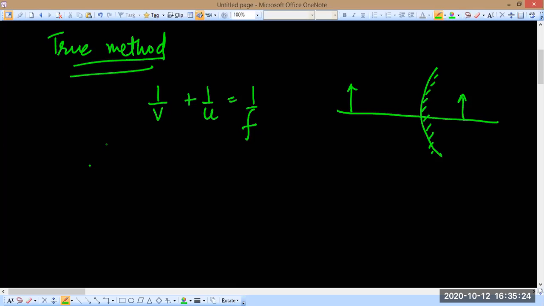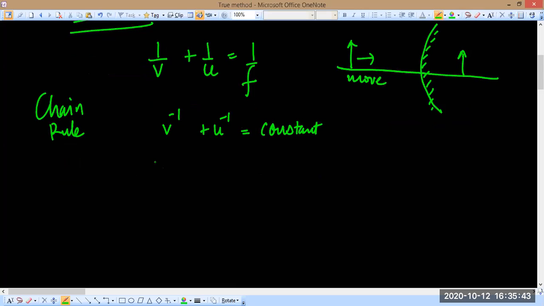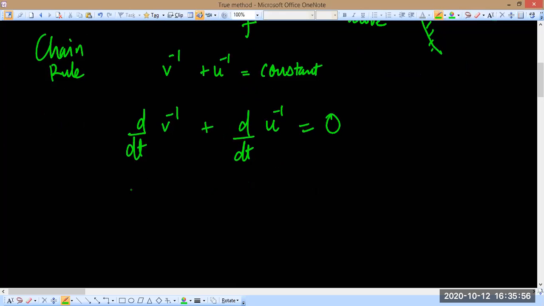So we do differentiation. Everyone, heavy use of chain rule coming up. આંખ બંધ કરી દેવી હોય તો કરી દેજો. So this is v raised to minus 1 plus u raised to minus 1 equal to constant. See, object may move, but focal length does not change. So we do differentiation by dt. Differentiation of constant is 0. So now if we use chain rule, we have to write it like this.